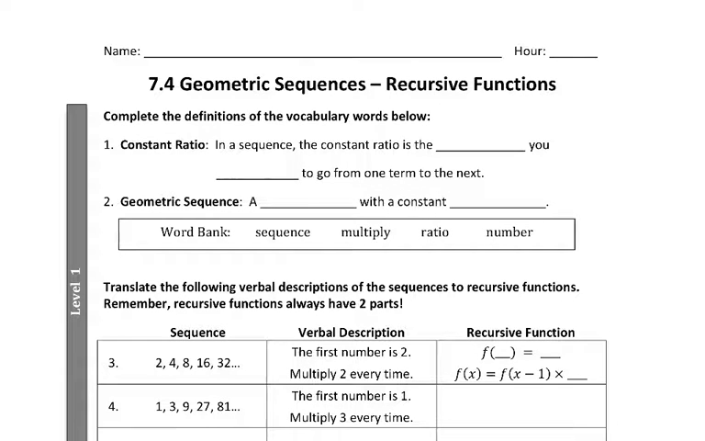So now we're talking about a new kind of sequence called a geometric sequence. And you guys got really good at recursive functions. So that's where we wanted to start, talking about how to write recursive functions of geometric sequences. Let's go ahead and start talking about some of the vocabulary we need.